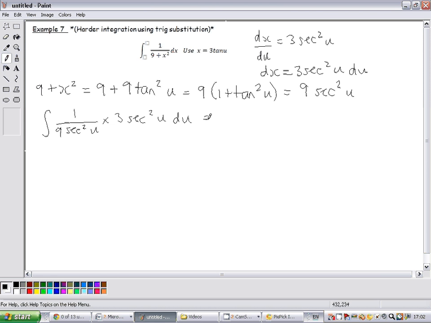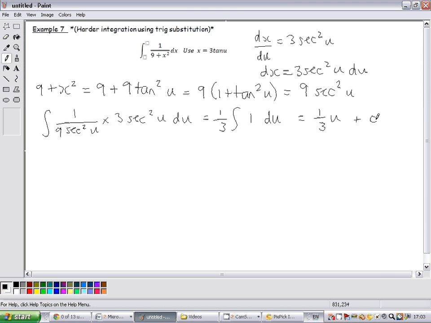3 on the numerator, 9 on the denominator, 3 over 9, that's a third. I'll take that out. And then we have a sec squared on the numerator and denominator, so they cancel, and that just leaves us with 1. So we're actually just integrating 1 with respect to u. So that becomes a third u, plus a constant.